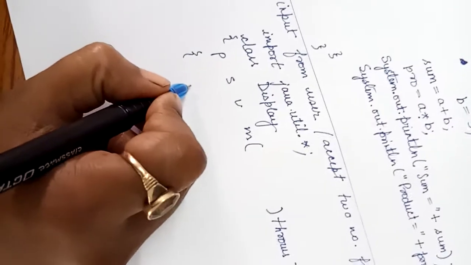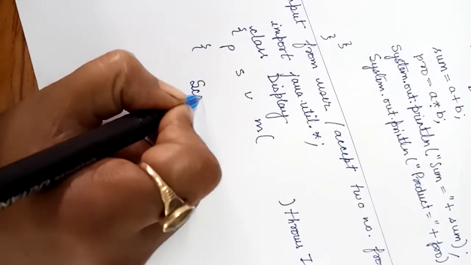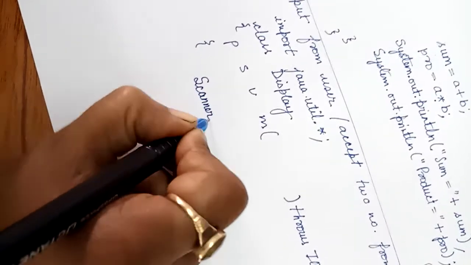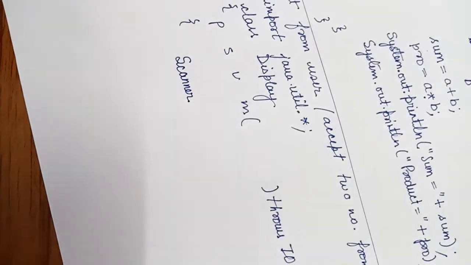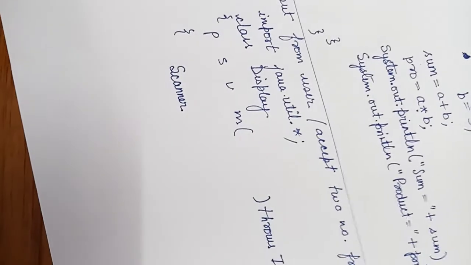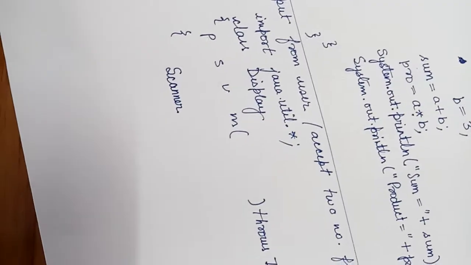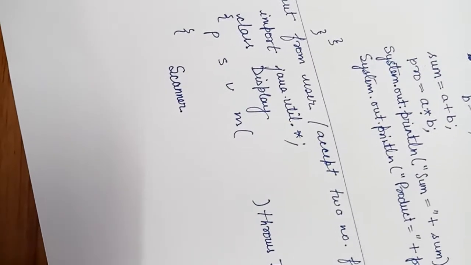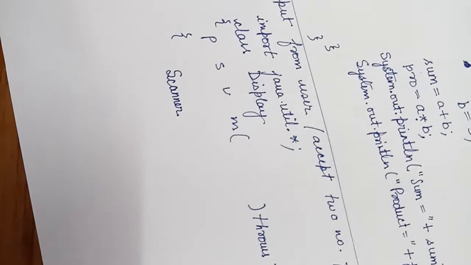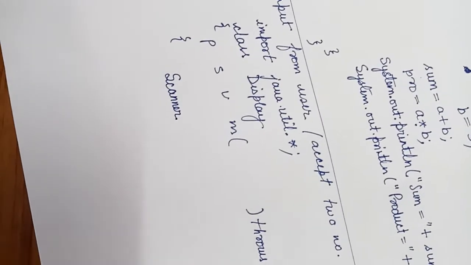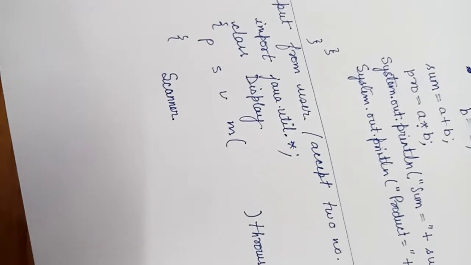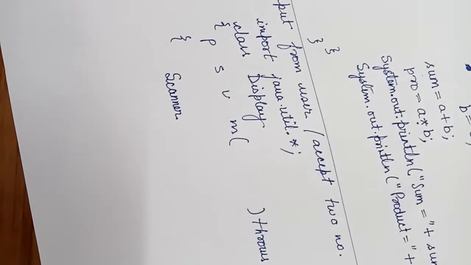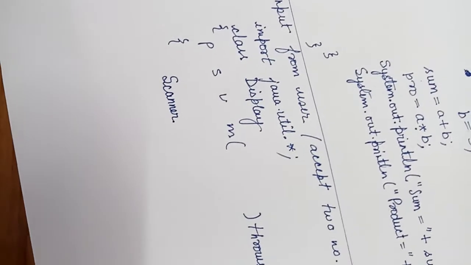Then in this you will make the object of scanner class. First, scanner class has different methods to read the input from the user from the keyboard, and to take the input from the user we need those methods: next line, next int, next float, next double.